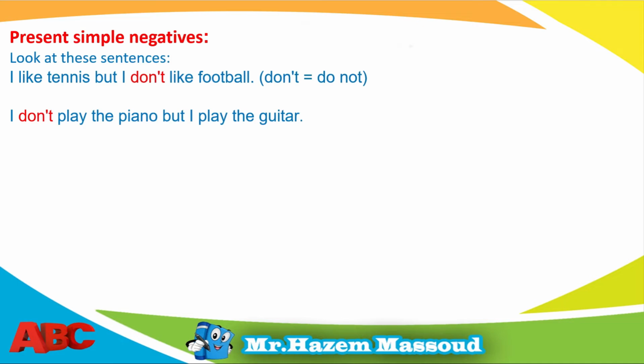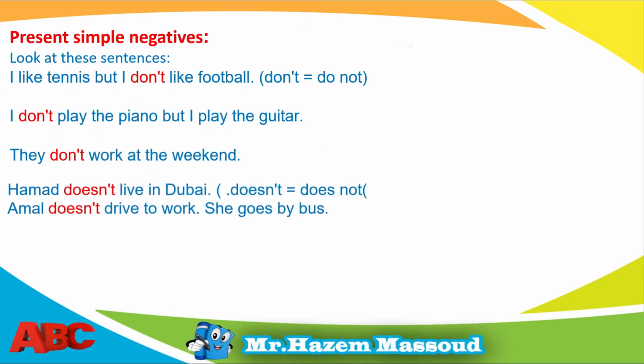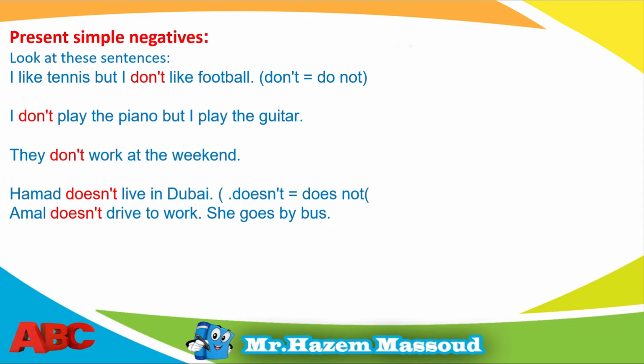And now we'll talk about the present simple negatives. Look at these sentences. I like tennis, but I don't like football. Don't equals do not. I don't play the piano, but I play the guitar. Another example. They don't work at the weekend. Hamid doesn't live in Dubai. Doesn't equals does not. Amal doesn't drive to work, she goes by bus.